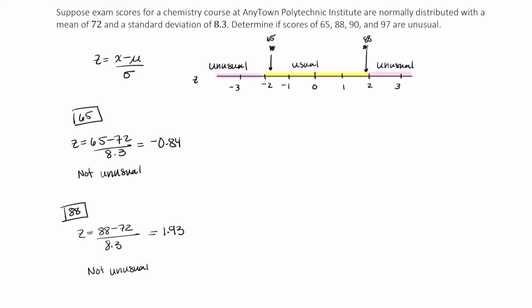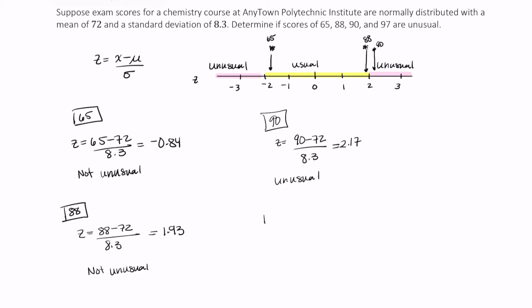All right, let's look at the z-score of 90. z = (90 - 72) / 8.3. That's 2.17. And if you can see now, we've definitely gone into the unusual range since the z-score of 90 would be about here. So that's definitely unusual.